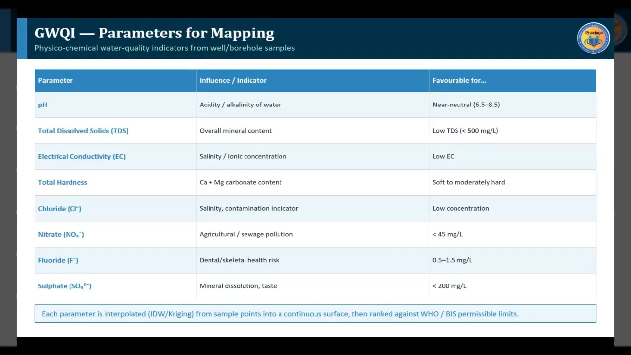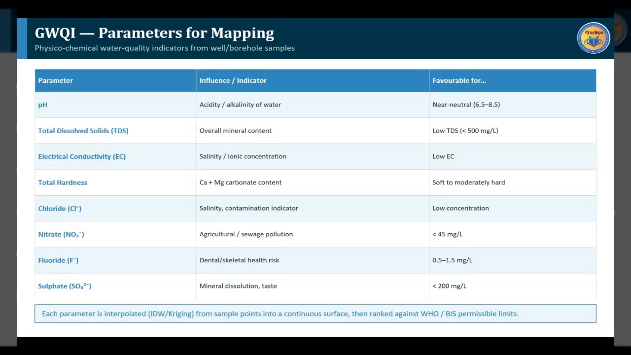Then we have TDS, total dissolved solids, often measured through electrical conductivity. This is your overall salinity, the total load of dissolved material within the water sample. Low TDS, below about 500 milligrams per liter, is very excellent. But as you see TDS climbing, the water will become brackish and eventually undrinkable.